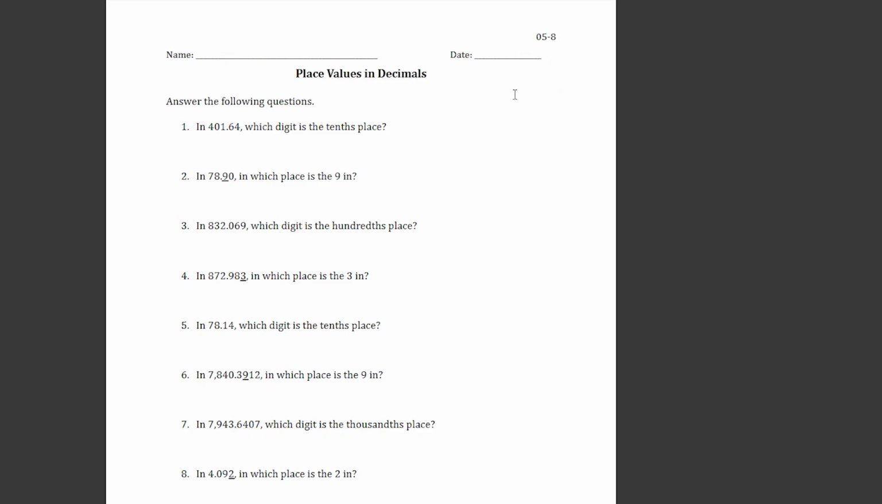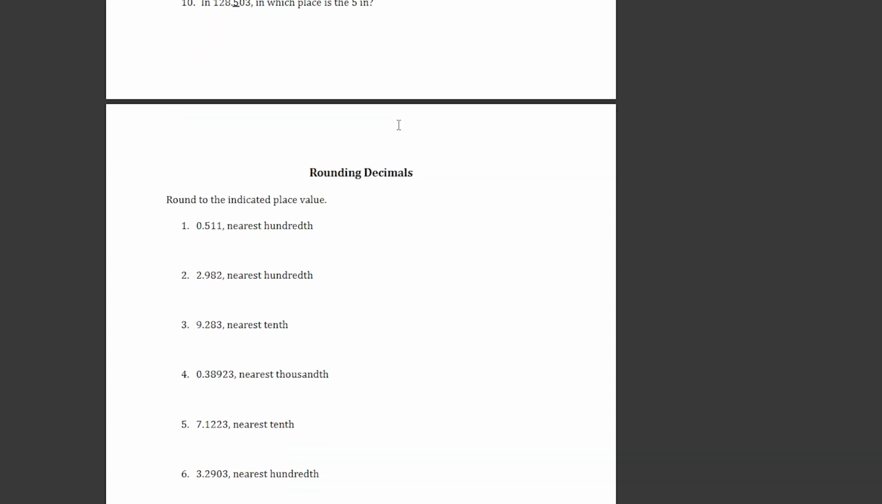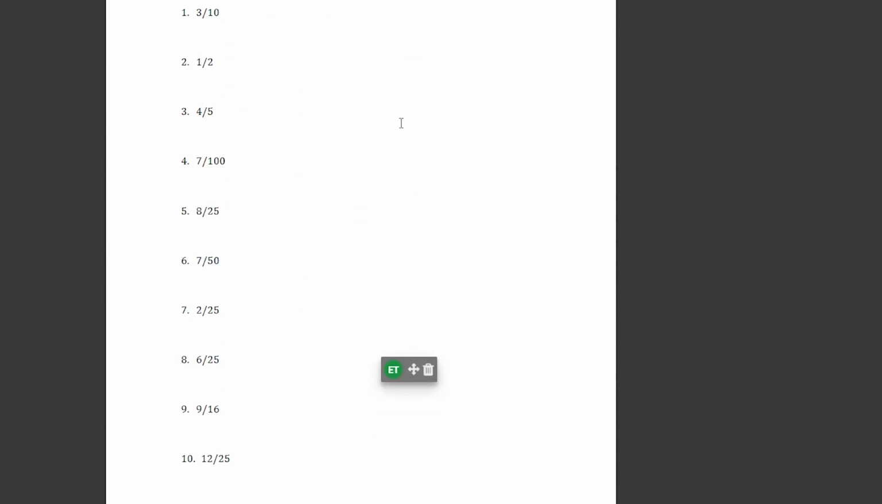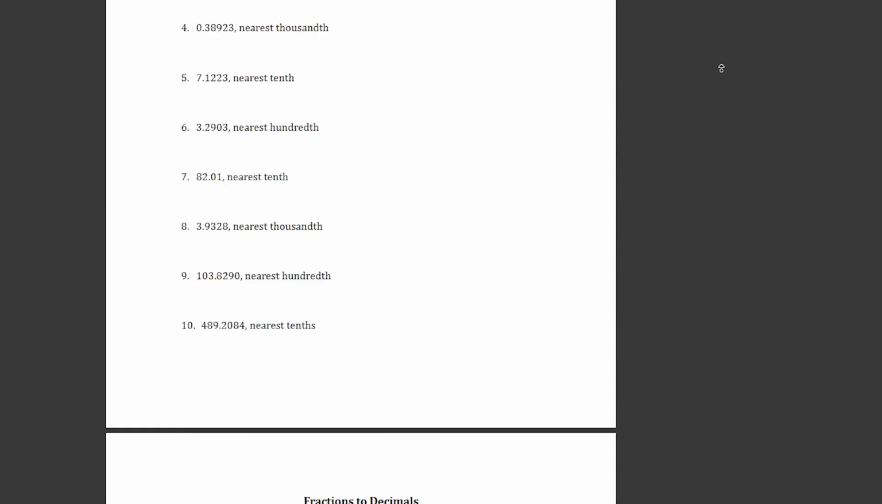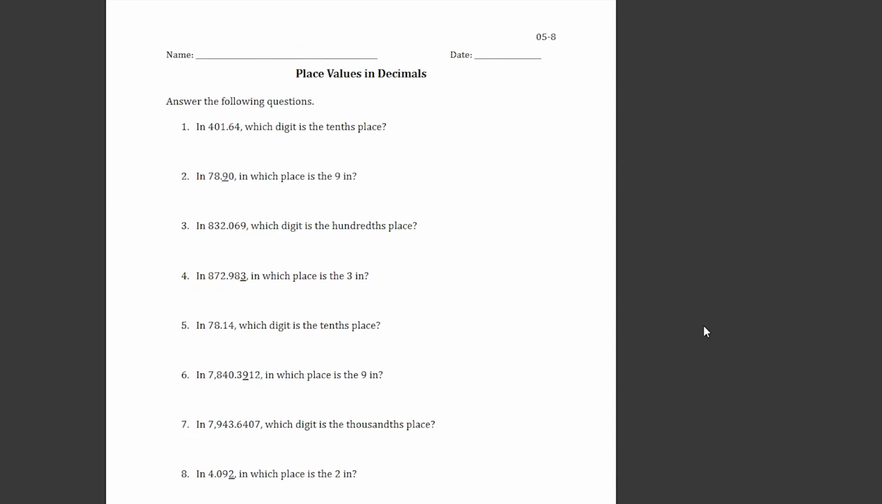In today's lesson, we're going to be going over place values in decimals, rounding decimals, converting fractions to decimals, and converting decimals to fractions. So for the first page, we're going to be placing values in decimals.